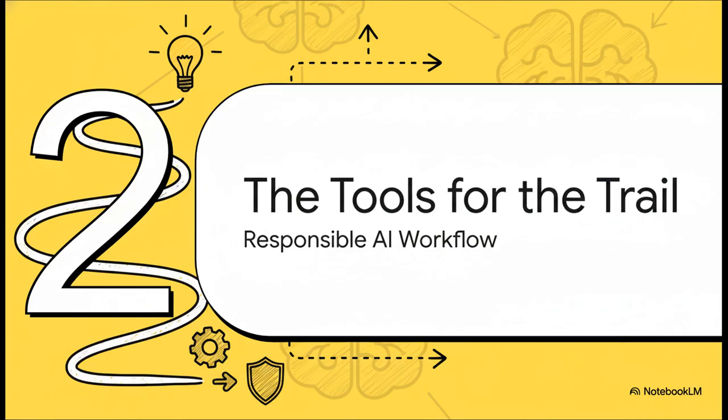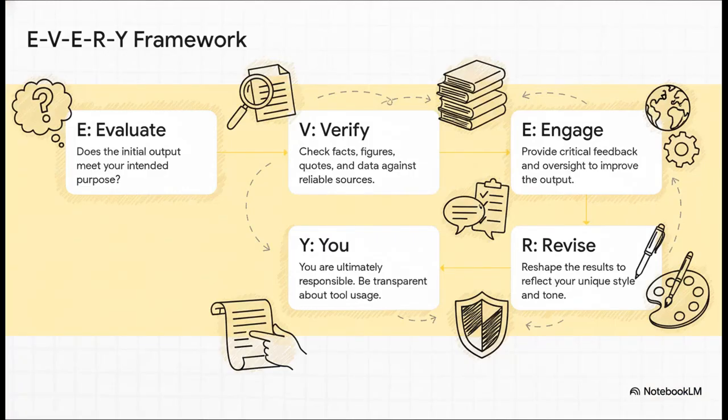Okay, so now that we've mapped out the dangers, let's get you equipped with the tools for the trail. This next part is all about building a practical, responsible workflow that you can use every day. To make sure you're using AI responsibly every single time, all you have to do is remember this acronym. First, E for evaluate the initial output it gives you. V for verify the facts. Remember those hallucinations? Then E for engage with the AI, give it feedback to make it better. R for revise the output, make it sound like you, put your professional touch on it. And finally, Y, remember that you are ultimately the one responsible for the final product.